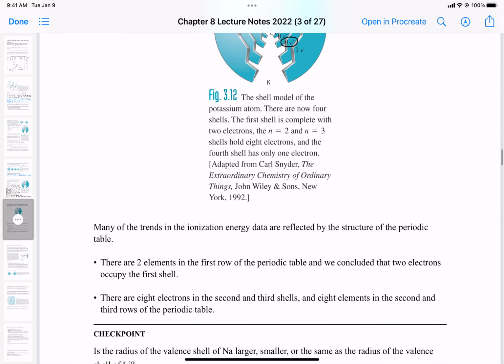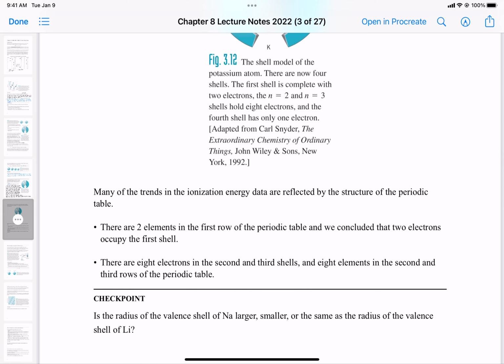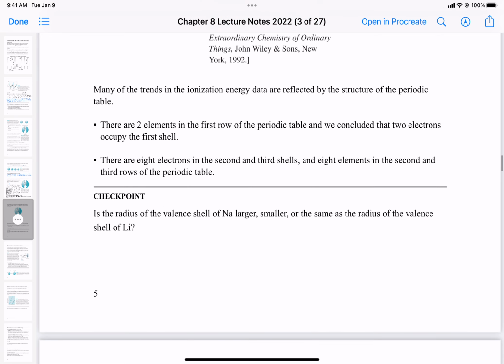Okay, so one of the things we can look back on is that there are two elements in the first row of the periodic table, and 2 electrons fill the first shell. Now there are 8 electrons in the second and third shells, and 8 elements in the second and third rows of the periodic table. So that all checks out, right? Okay. All right, let's check this checkpoint.